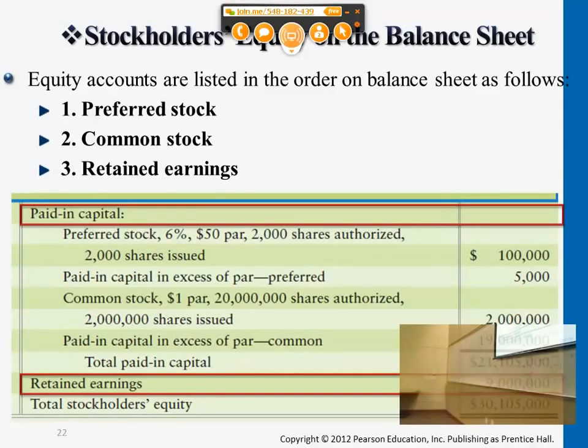And the sequence for listing this: always, if there's preferred stock in the problem, we will list preferred stock first, then common stock, and then retained earnings. Okay, this is just the general sequence, how we list this under the balance sheet. We usually don't flip the order of this.